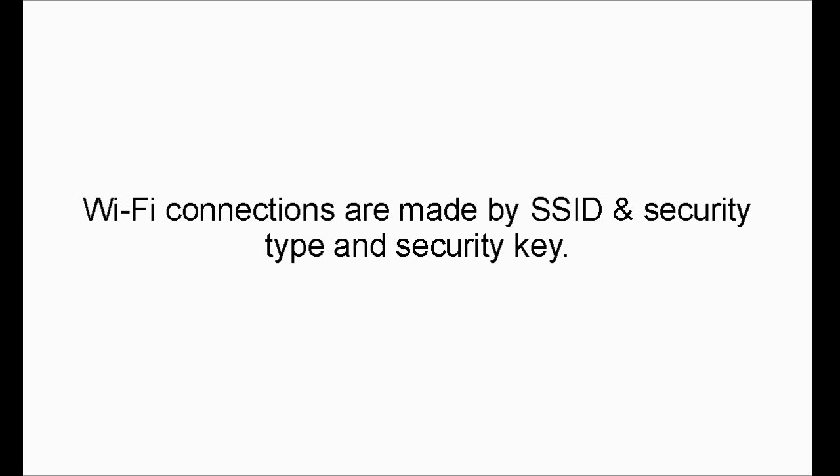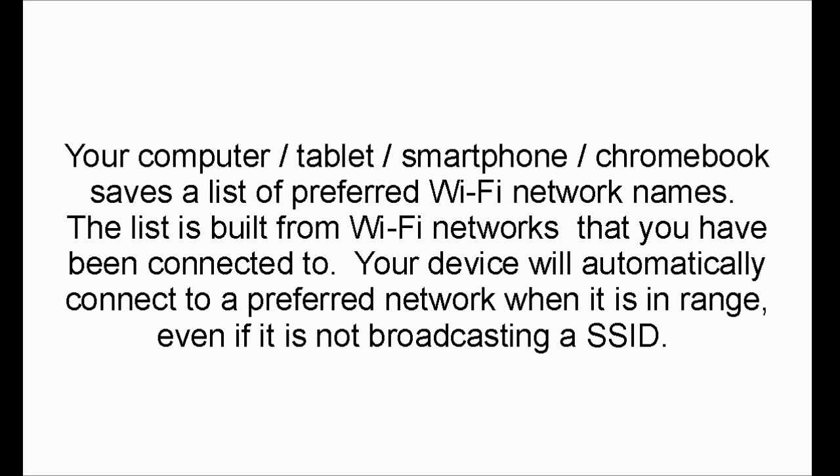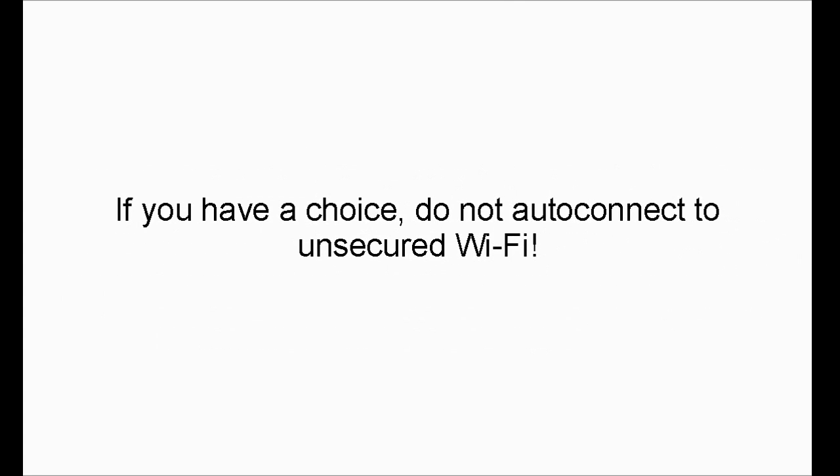That's important because this stops your computer from connecting to an unsecure Wi-Fi that has the same name as your secured Wi-Fi. Your computer, tablet, smartphone, Chromebook, they all save a list of preferred Wi-Fi network names. This list is built from the Wi-Fi networks that you have been connected to. Your device will automatically connect to a preferred network when it is in range, even if it is not broadcasting an SSID. If you have a choice, do not auto-connect to unsecured Wi-Fi.